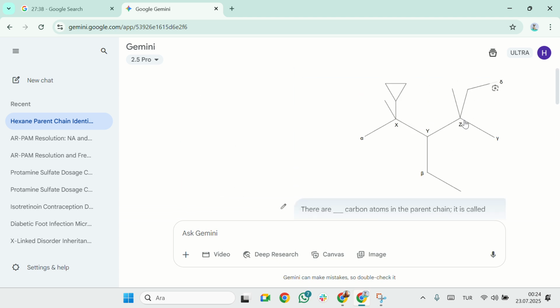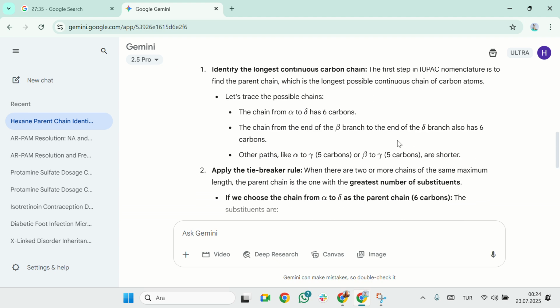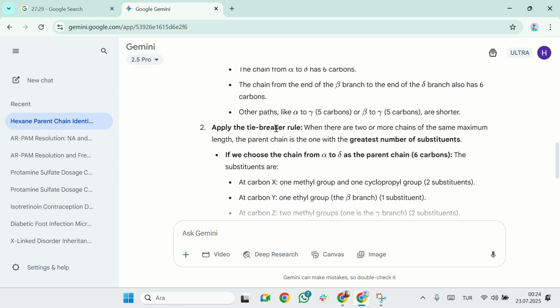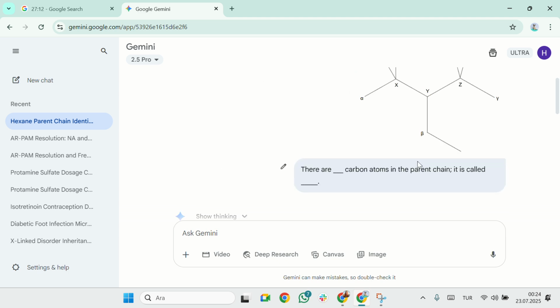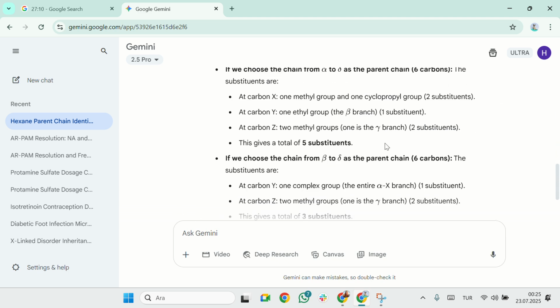2, 3, 4, 5, 6. That's okay. Other paths have 5. Okay. Apply the tiebreaker rule when there are 2 or more chains of the same maximum length. The parent chain is the one with the greatest number of substituents. If we choose the chain from alpha to delta as the parent chain, this here, okay.